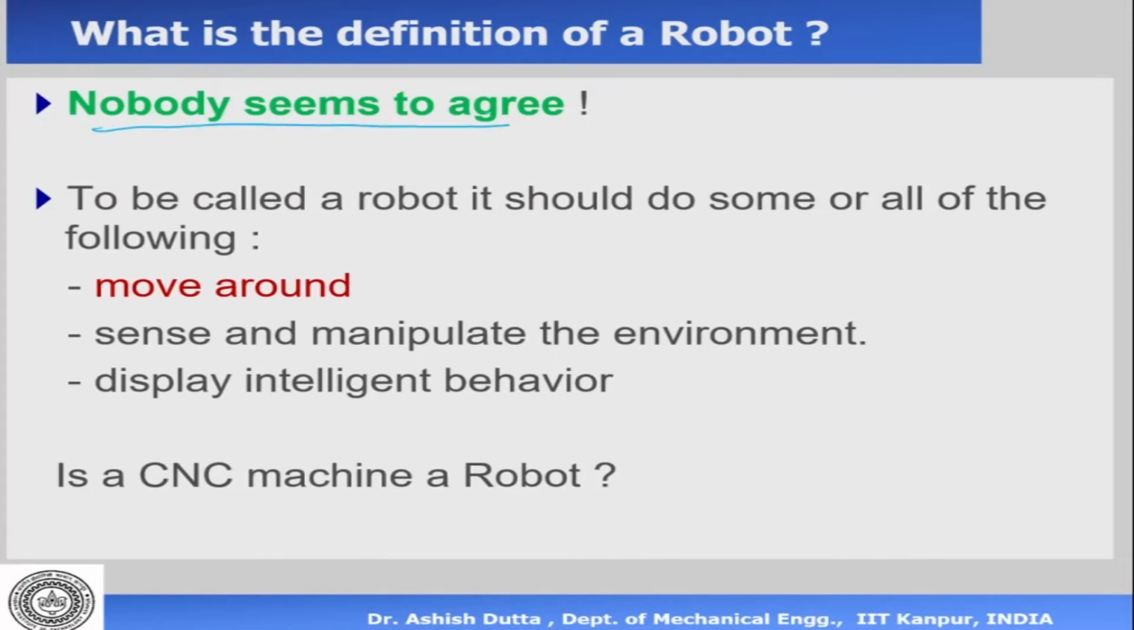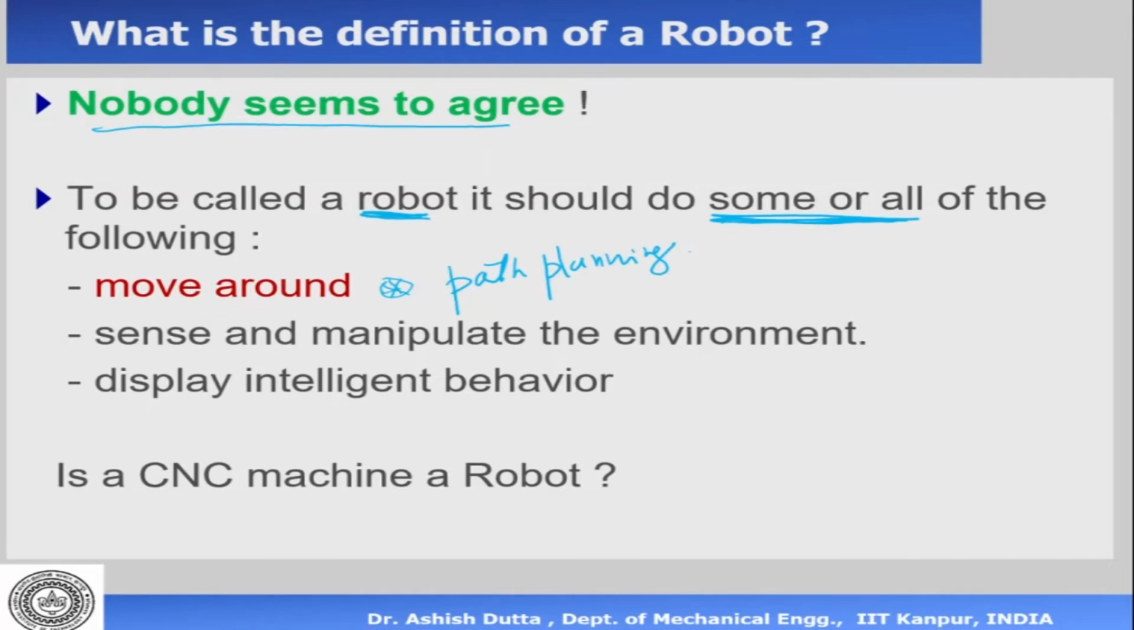Okay, that's interesting. But it is generally agreed that to be called a robot, a system should do some or all of the following. Number one, it should move around. So fundamentally a robot moves around, and hence the question of path planning, motion planning comes from here: the robot should move around, for which you need a path and a motion plan. So the first requirement of a robot is that it should move around.